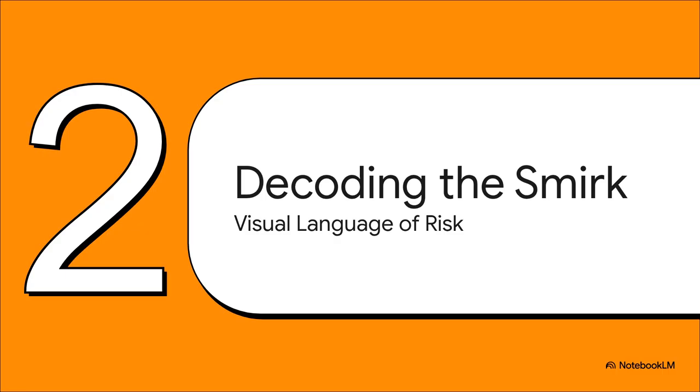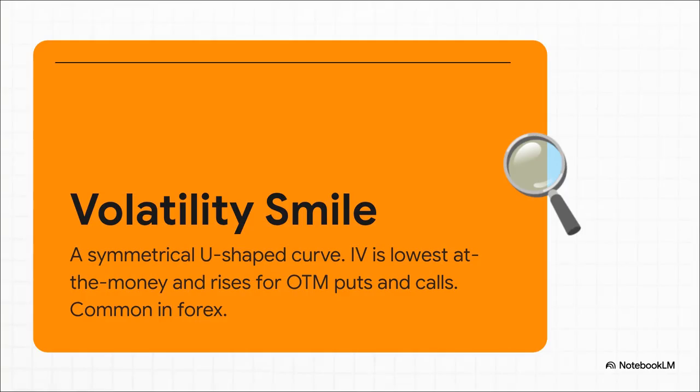Okay, part 2, decoding the volatility smirk. We know the model's flawed, so how does the market show us this? Well, it creates these patterns in the data, almost like a visual language for risk. Okay, let's start with the basics, the classic volatility smile. Just picture a perfect symmetrical U shape. Here, implied volatility is at its lowest right at the money, and it rises equally on both sides for puts and calls. You see this a lot in Forex, for example, where a huge move up is seen as pretty much just as likely as a huge move down.